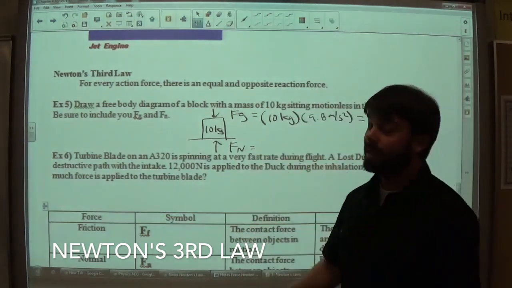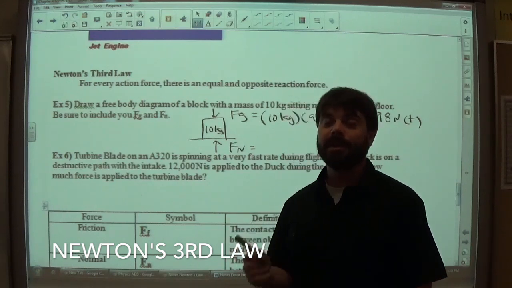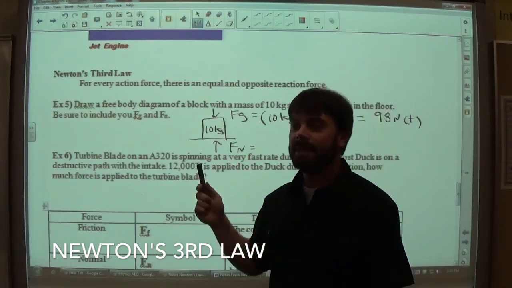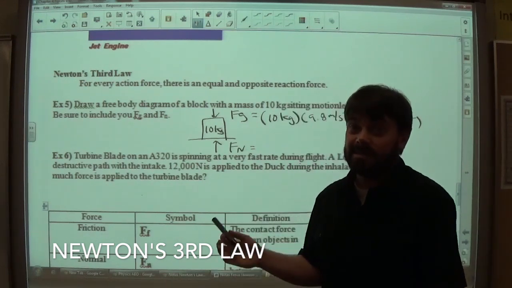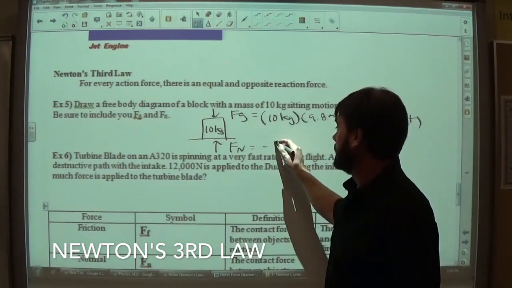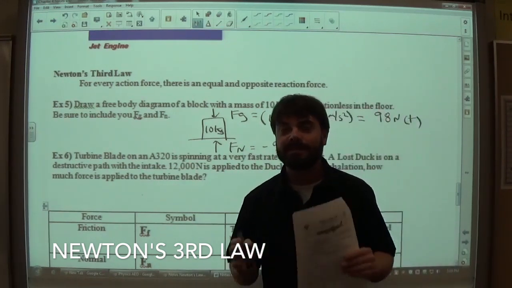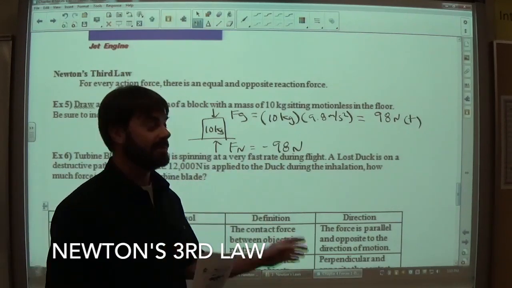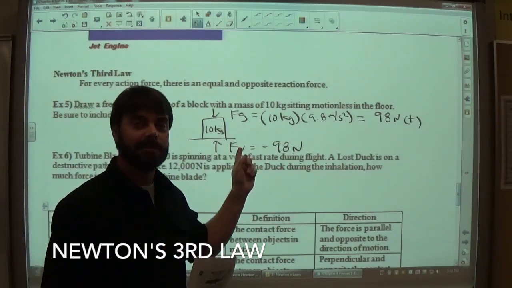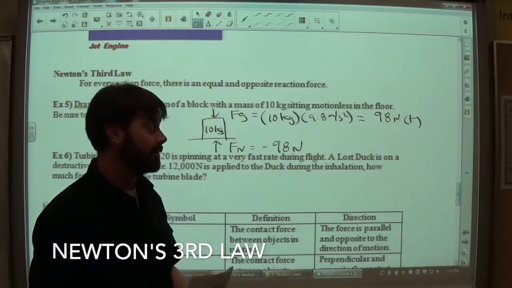I do not need to recalculate F of n. According to Newton's third law, forces act in pairs, they're equal and opposite. This object is in equilibrium, therefore the forces are balanced, so I can just simply state that F of n is equal to negative 98 newtons going in the opposite direction, which means the net force acting on this object is 0. So that's why there is no change in motion, there is no acceleration, and Newton's first law and second law are also satisfied, or both happy.